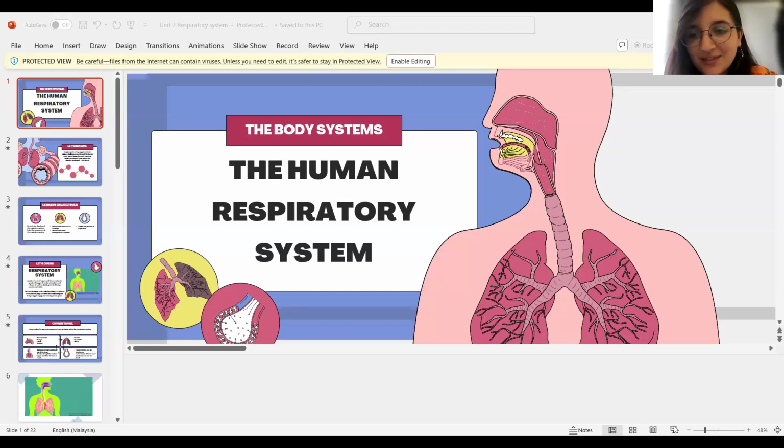Okay. So we will go into our main topic for today. But before that, does anyone have any questions from the previous lecture about cells, tissue, organs, and system? I'll take that as a no. Let's start with today's lesson, the respiratory system. And this is the human respiratory system we're talking about.